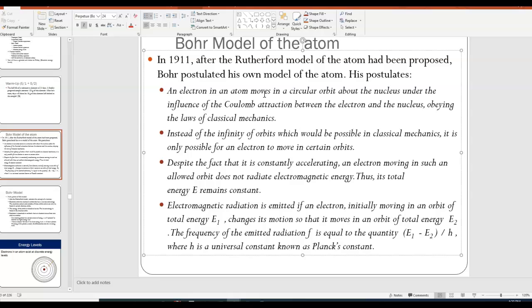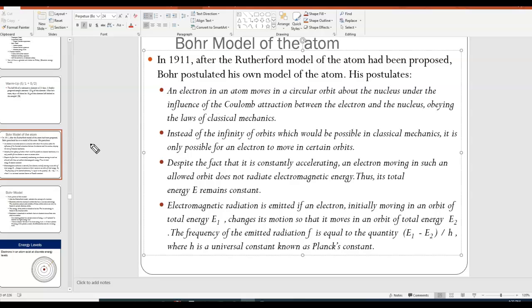In the Rutherford model of the atom, the electron also moved in circular orbits, with the centripetal force being applied by the Coulomb force between the electron and the positive nucleus, and so that one is not really new. The second one, though, instead of the infinity of orbits which would be possible in classical mechanics, is that it is only possible for an electron to move in certain orbits. In other words, the electron can only exist in certain orbits and it cannot exist in between.